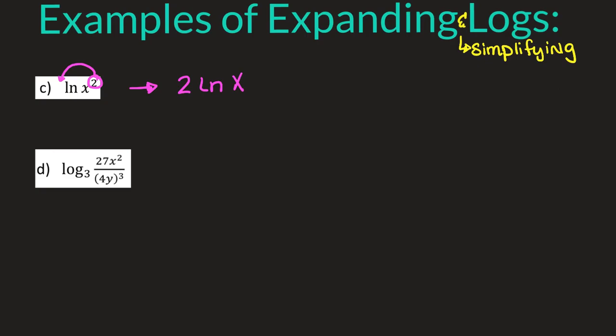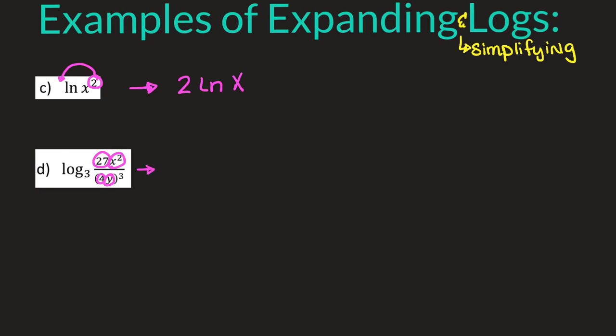Let's go on to letter D. So we have a log base 3. Again, let's look for our parts. We have 27 times x squared divided by 4y all to the third power. So we have a lot of things going on here. But for parts, we have 27. We have an x squared. We have a 4 times the y. Now, all of that is inside to the third power. We'll break that down in a second. But I know I have at least 4 parts. That means I'm going to write the log base 3 4 times.